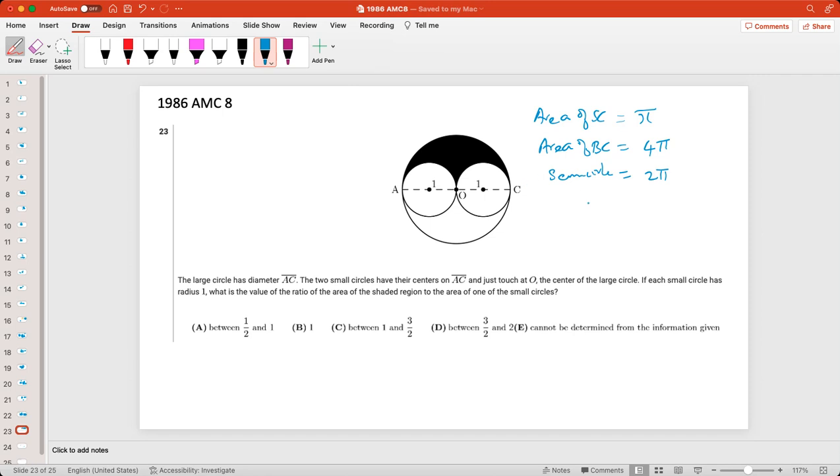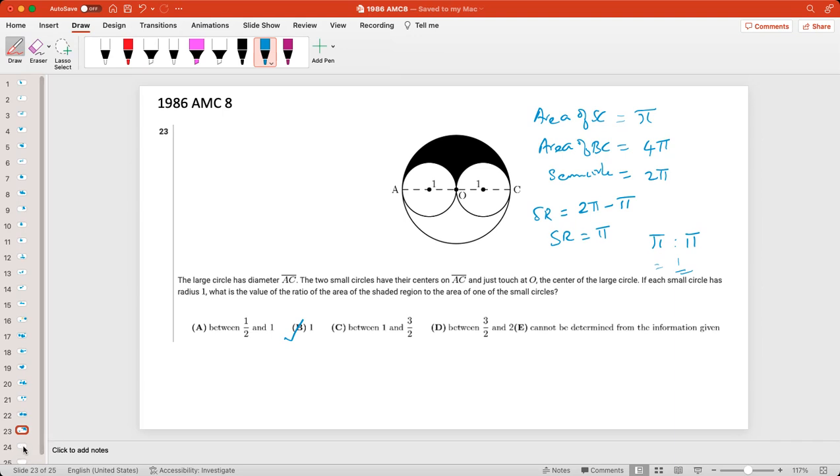Now for the shaded region, from the semicircle, which is 2 pi, I have to reduce the area of a small circle, because I have a semicircle here, I have a semicircle here. Together they make a small circle. So area of the small circle is pi. So the area of the shaded region is 2 pi minus pi, which is pi. So now if I see the ratio, it's nothing but pi is to pi, which is 1. My answer option is B.